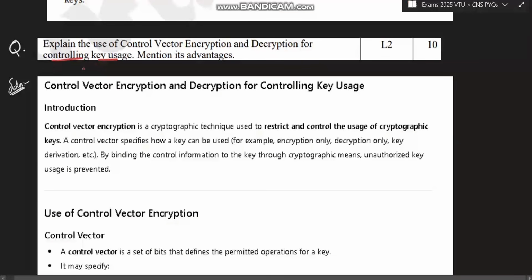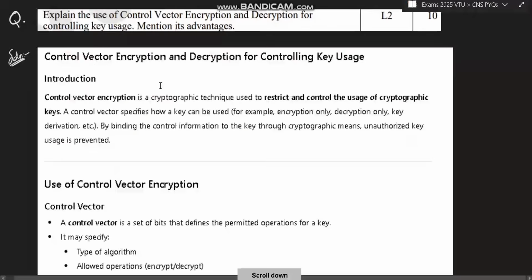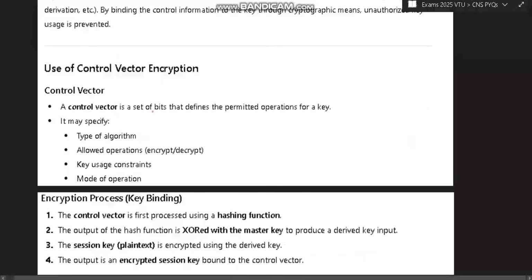So we have to control the usage. However much is required, that much only we have to give. That is the best security, right? So for that we will be using a control vector. Okay, what is a control vector? It defines a set of bits that are the permitted operations for a key. For example, if this key is there, what all can this key do? If you give unlimited access to do however much you can, hackers also can come into our team and hack this.